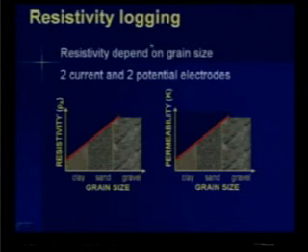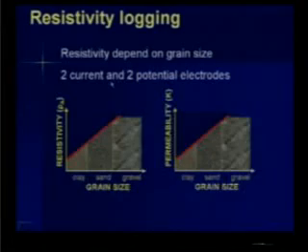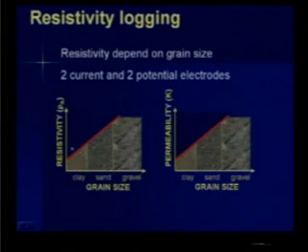Then the second group of electrical logging methods is known as resistivity logging method. Resistivity of the formation depends very much again on the grain size of the formation. Here, rather than using only 2 electrodes, as in the previous case where we were measuring the natural electrical potential, we are going to make use of 2 additional electrodes to apply the current into the earth, and the potential developed due to that will be measured between the 2 other electrodes.